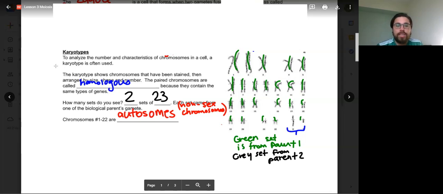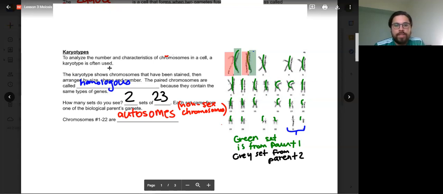Okay, so karyotypes show chromosomes that have been stained and then arranged by size, shape, and number. The pair of chromosomes are called homologous because they contain the same types of genes. So here we see 2 sets of 23 chromosomes. Each set came from one biological parent's gamete. So here the green one is mom, and this red highlight is dad. Green is mom, red is dad, and so on and so forth, okay?